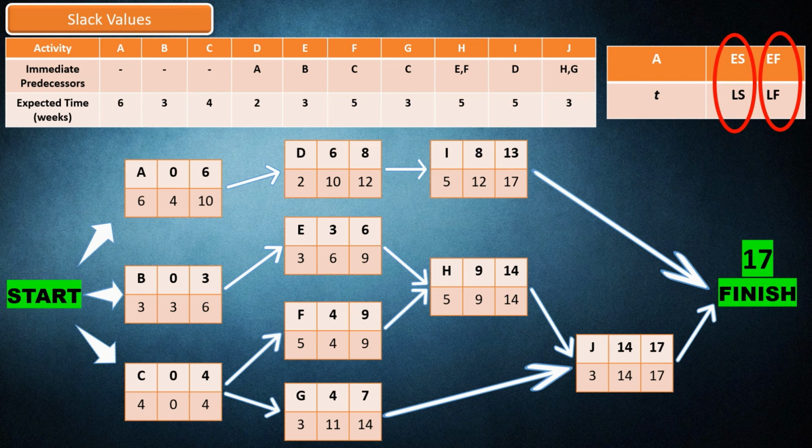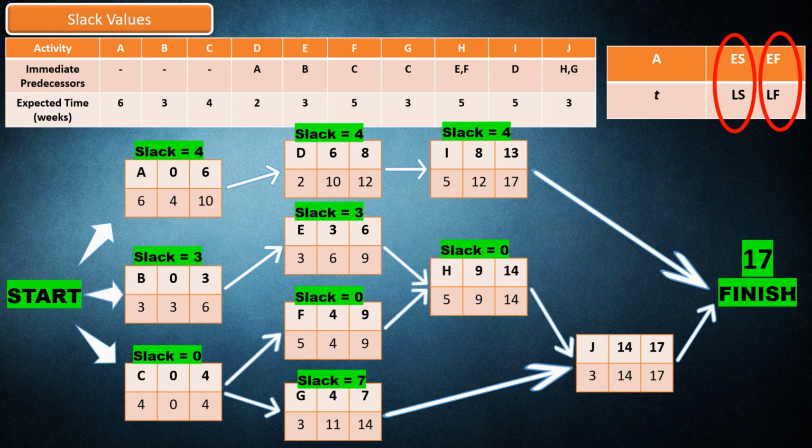The slack value of activity A is 4. The slack value of activity B is 3. The slack value of activity C is 0. The slack value of activity D is 4. The slack value of activity E is 3. The slack value of activity F is 0. The slack value of activity G is 7. The slack value of activity H is 0. The slack value of activity I is 4. The slack value of activity J is 0.